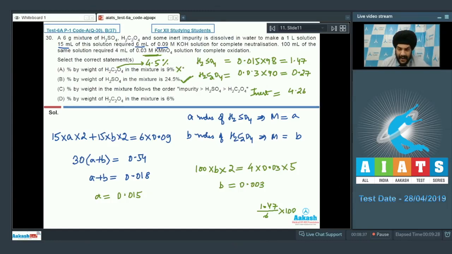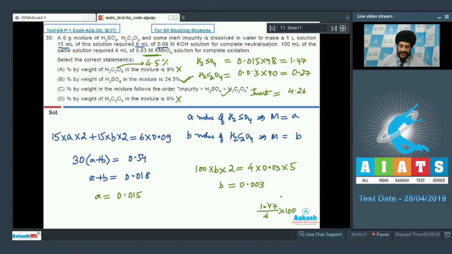If you look at the C statement now, percentage by weight in the mixture follows the order impurity greater than H2SO4 greater than H2C2O4. We can clearly see that this statement is also correct, as the mass of inert impurity is the greatest. So the percentage by weight in the mixture will also be greatest. And the D option is also again incorrect, students. The percentage by weight, as we had seen before, came out to be 4.5% and not 6%.